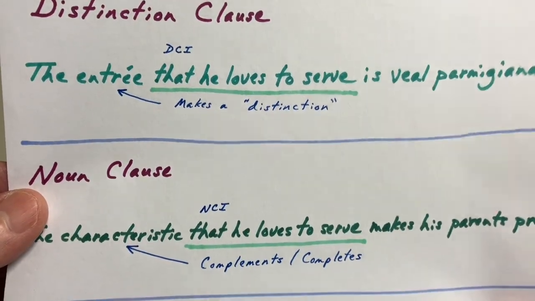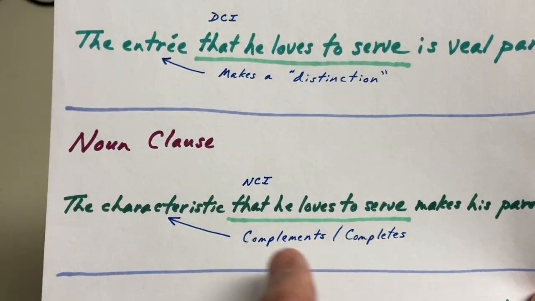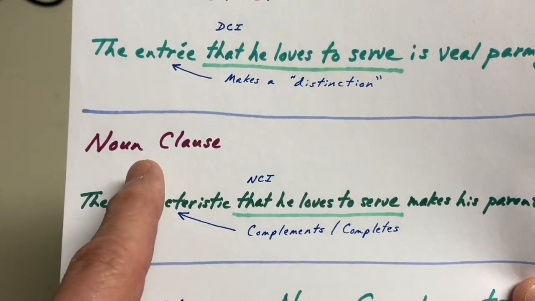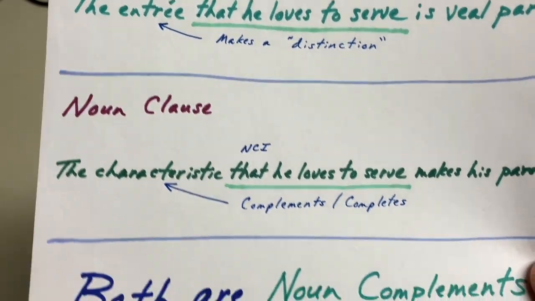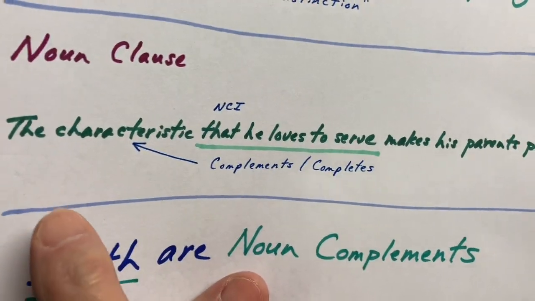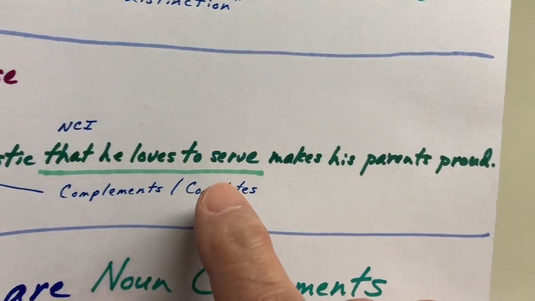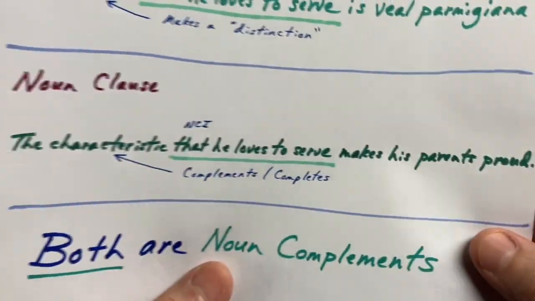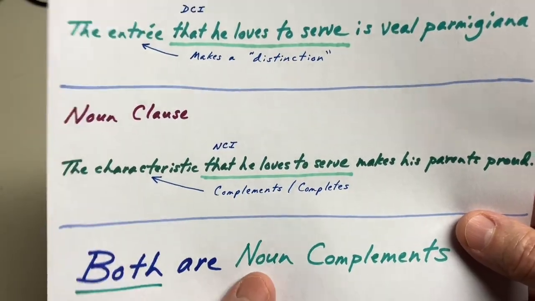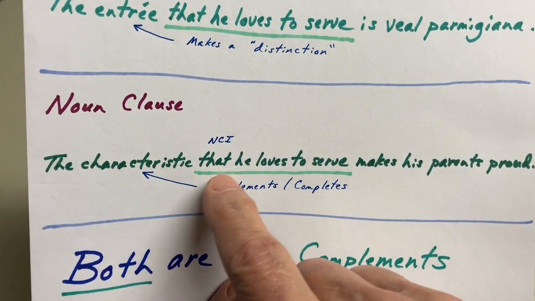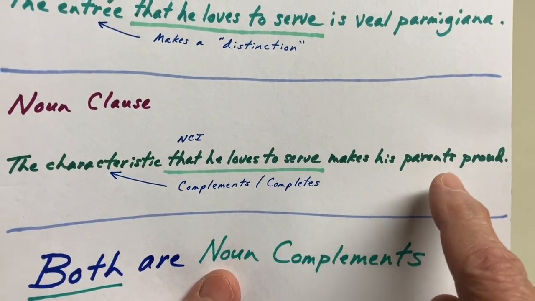Now let's look at this same clause. We stuck it in this sentence, all right? But now we have it functioning as a noun clause, or the structure is a noun clause. The characteristic that he loves to serve makes his parents proud. In other words, he's serving in the Marines and it makes his parents proud. The characteristic that he loves to serve makes his parents proud.